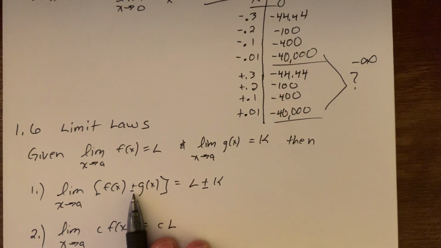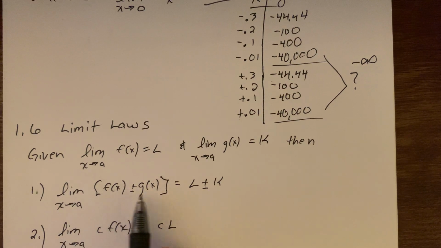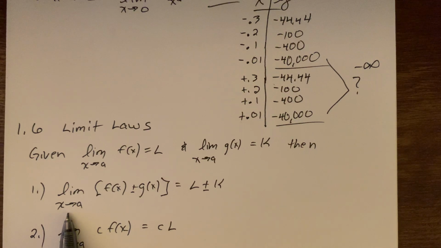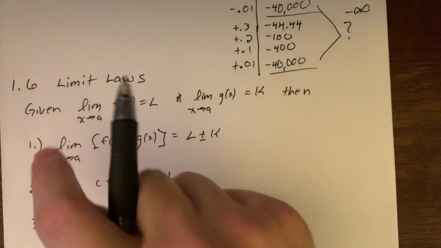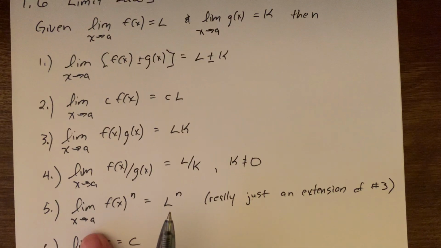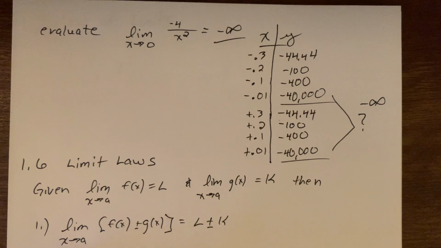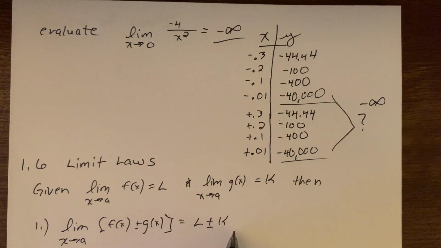Law number one says, now we're not just taking the limit of f or g, but taking the limit of either f plus g or f minus g. But again, notice still x is approaching a in this definition, and that'll be true for all of these as we keep going down. We're always going to keep that same a. So the big picture here is, if we're adding two functions and we're taking the limit, all we need to do is add those two values at the end.